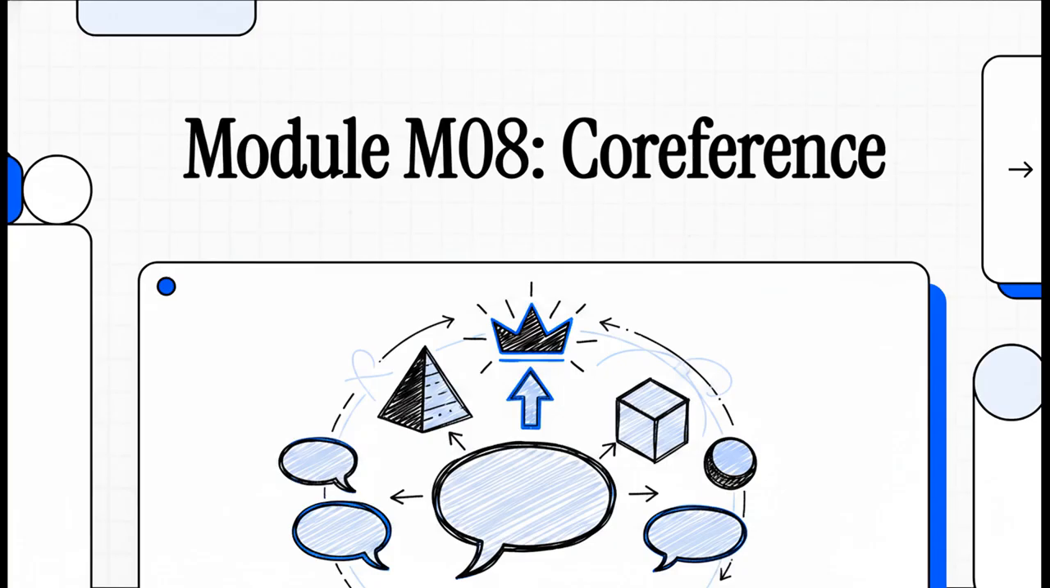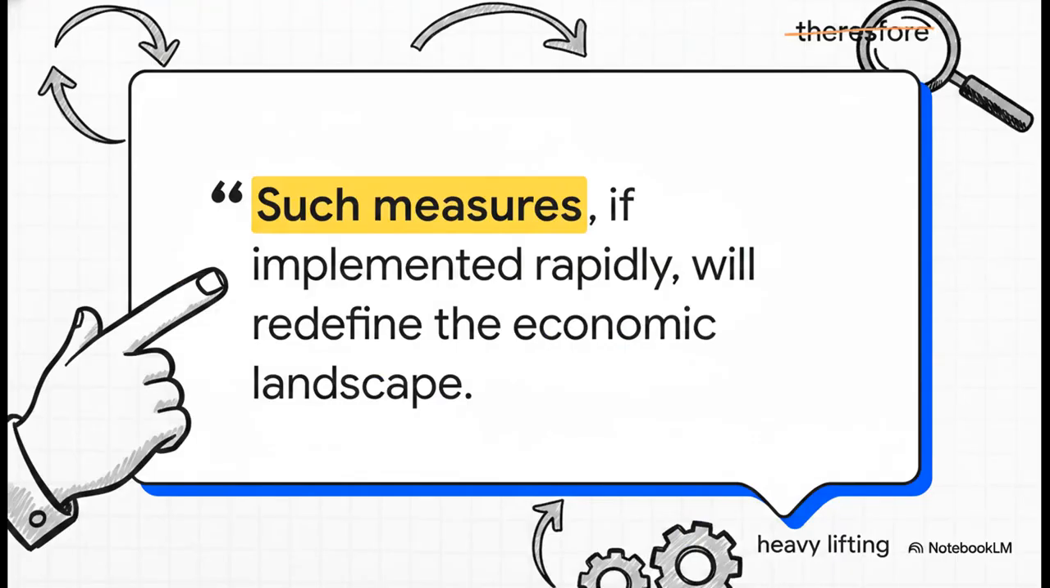Let's jump right in. Okay, let's dive into this with a striking real-world example. Look at this corporate statement. The government introduced a controversial fiscal policy. Such measures, if implemented rapidly, will redefine the economic landscape.